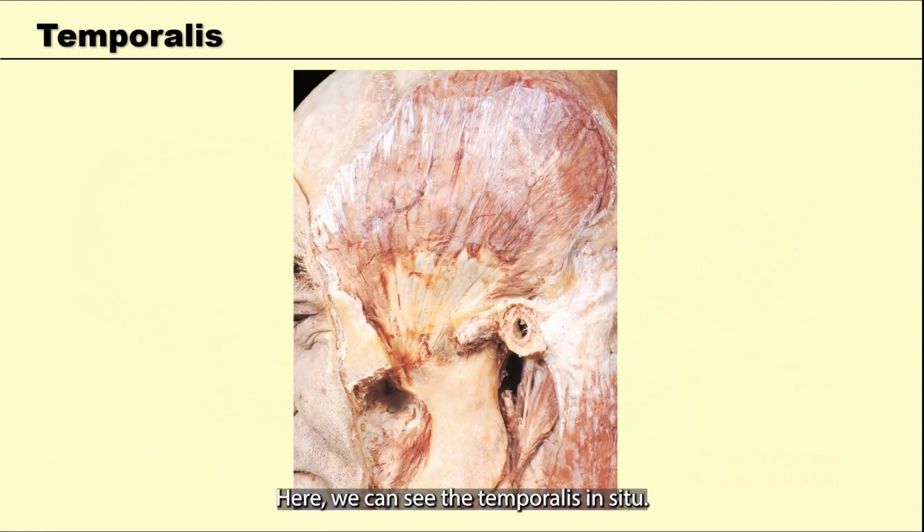Here we can see the temporalis in situ, having dissected out the zygomatic arch. So we can see the origin from the temporal fossa and the insertion on the coronoid process of the mandible. Let's have a look at what is next.